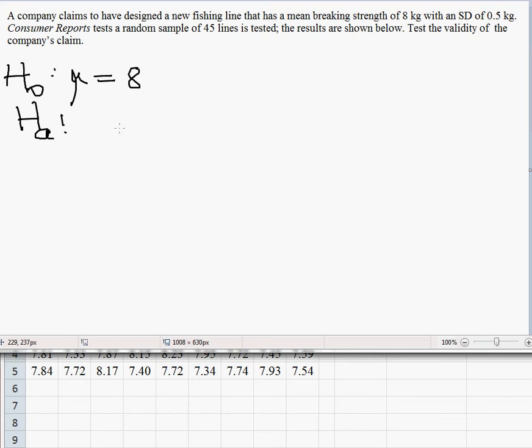Also equally valid would be assuming that the company was underselling itself, trying to be overly honest, so that mu would be greater than 8 for the alternative. And if you have absolutely no idea which way, then you'd have mu not equal to 8. So for this problem, I'll take mu to be not equal to 8 to cover the case that I really don't know which way it would go if there is a difference.